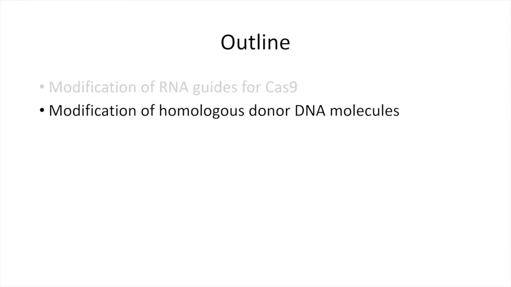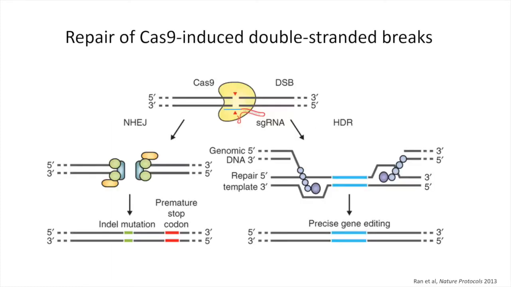So in the second part of this talk, I want to talk a little bit about our work on modification of homologous donor DNA molecules to drive precision editing, to add information to the DNA within cells. Of course, when a Cas9 induced double-strand break is formed, it can go through non-homologous end joining and produce indels, or if a donor is given, it can incorporate that donor and produce precise gene editing.